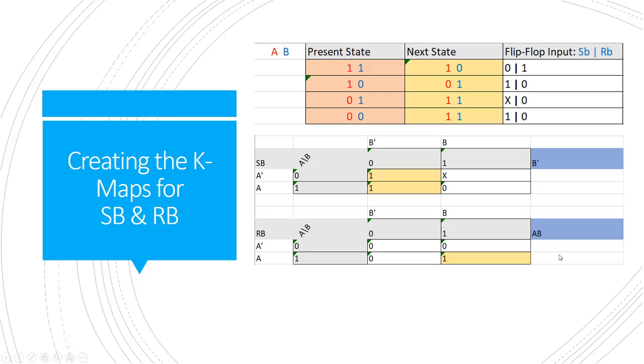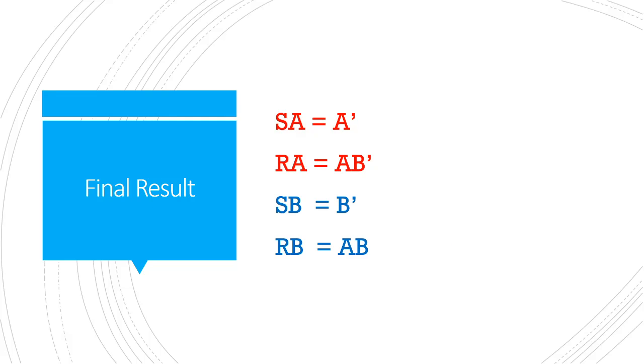And if we combine all of these equations together, we can get these 4 equations, which are not A, A not B, not B, and AB. And that is how we can create a counter using SR flip-flops.